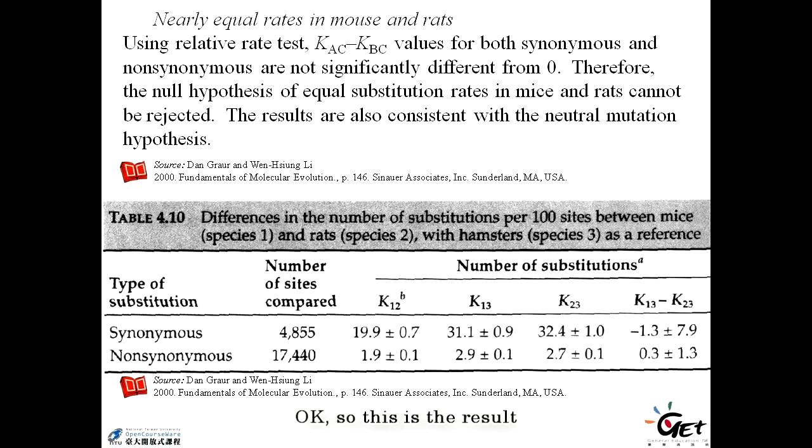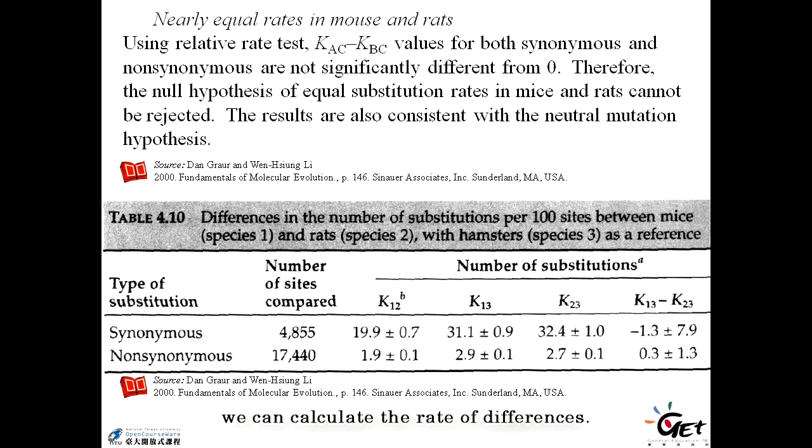This is the result from an example in your study. We test the mouse and rat difference. The same thing, we calculate: 1, 2, 3 is equivalent to A, B, and C in the previous slide. The calculations from the sequences are in the first three columns here: K12, K13, and K23. Those are the sequence comparisons.